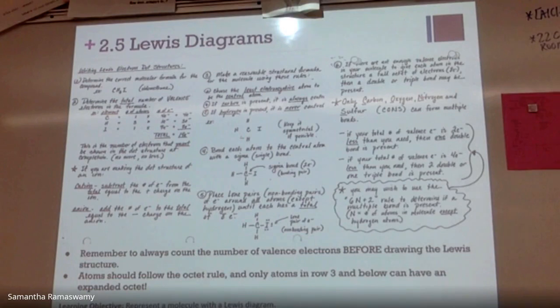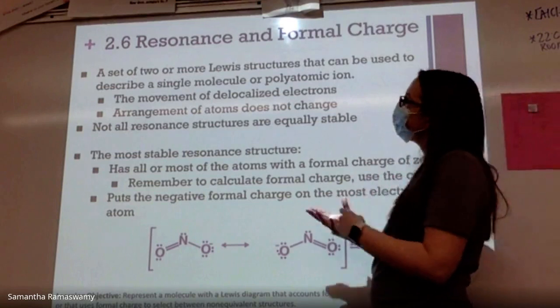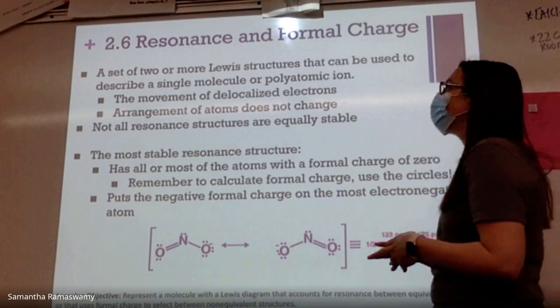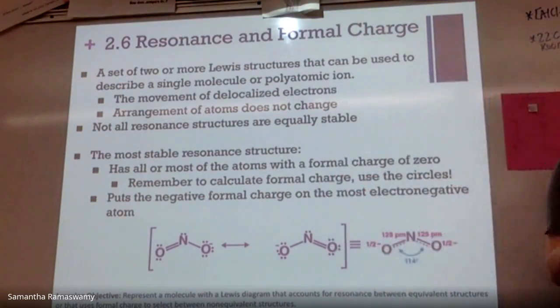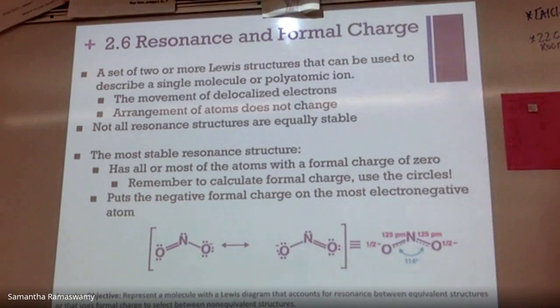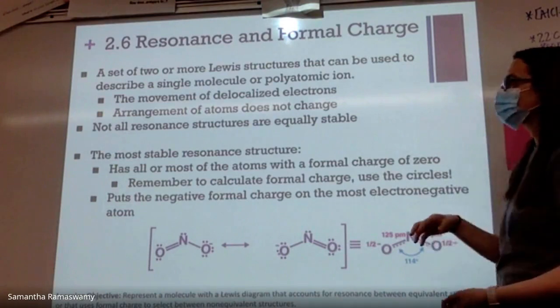Now, when we draw Lewis structures, we could have resonance structures. So 2.6 talks about resonance structures and formal charge. Sometimes you can have 2 or more Lewis structures that can represent 1 molecule. We looked at some polyatomic ions, CO3 2-, which has 3 resonance structures. In a resonance structure, the arrangement of the atoms does not change. So down here shows you 2 resonance structures of NO2. Notice the arrangement of the atoms doesn't change. It's still O's on the outside and N in the middle.